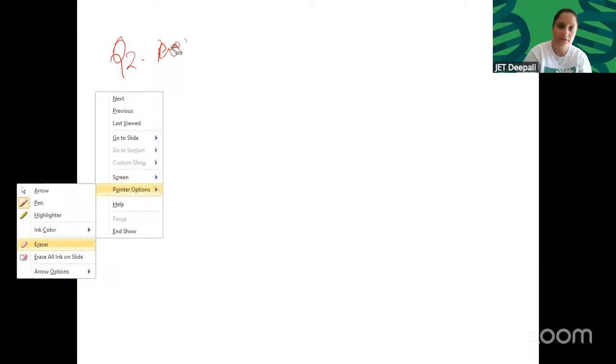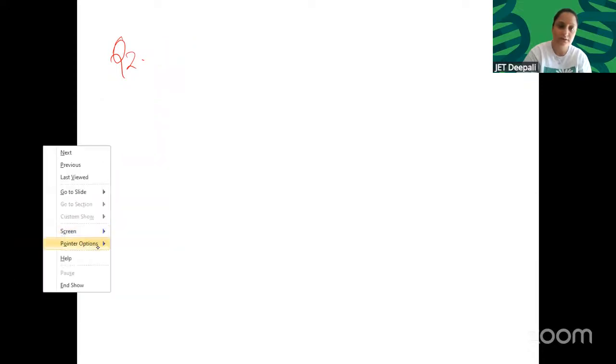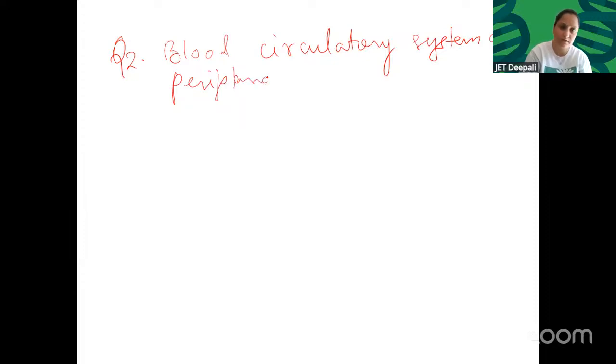Okay, now this next question is asking about the blood circulatory system of Periplaneta. Blood circulatory system of Periplaneta is of open type. Why is it open type? Illustrate the statement describing the course of circulation in it.